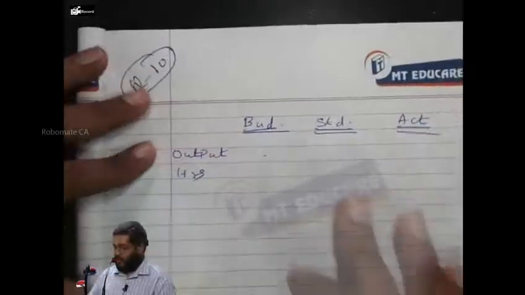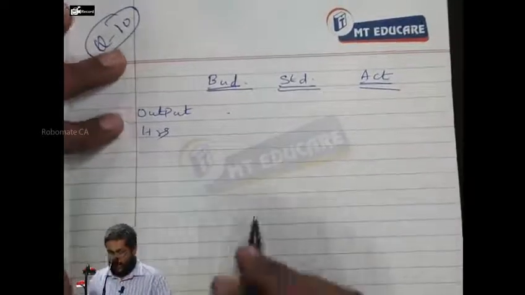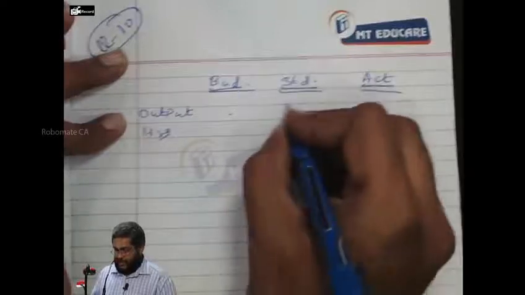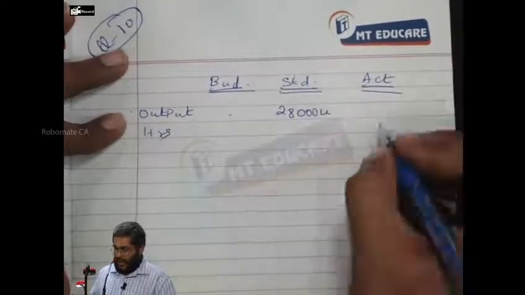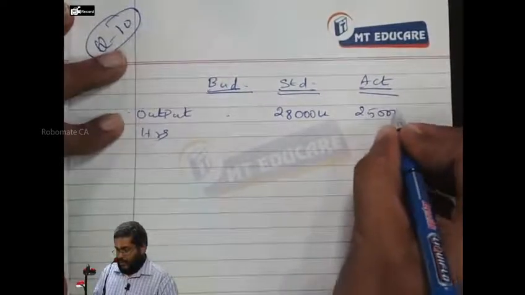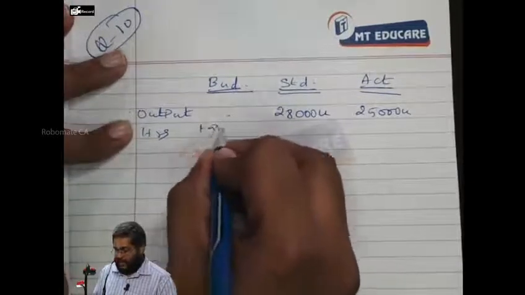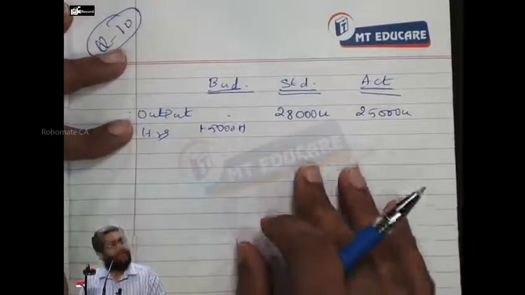Now let us fill up the blanks. You need not copy whatever we know; go for the next stage. I know standard output. How many units? 28,000 units. I know actual output. How many units? 25,000 units. I know the budgeted hours. How many hours? 15,000 hours. Other things I have to find out.